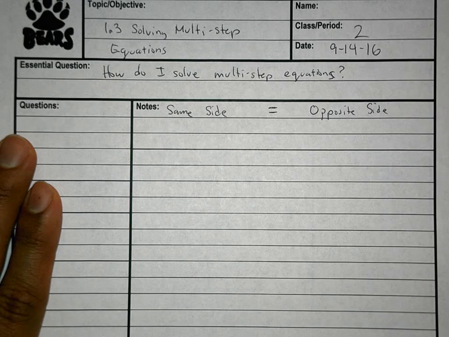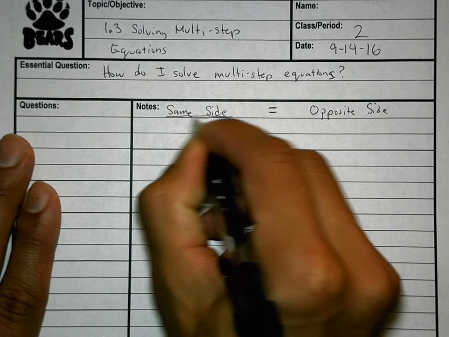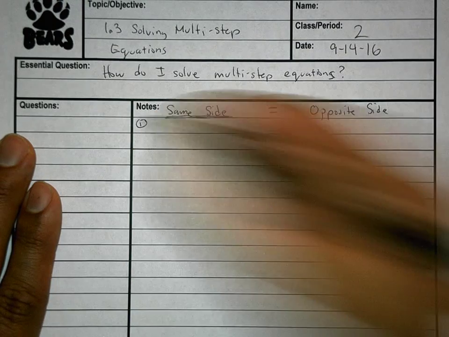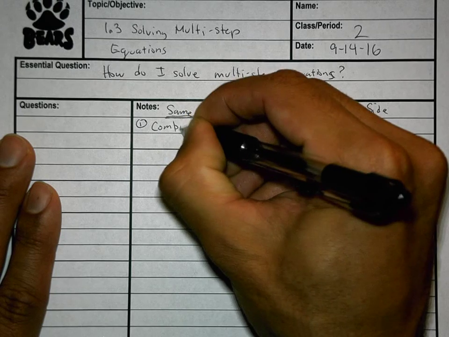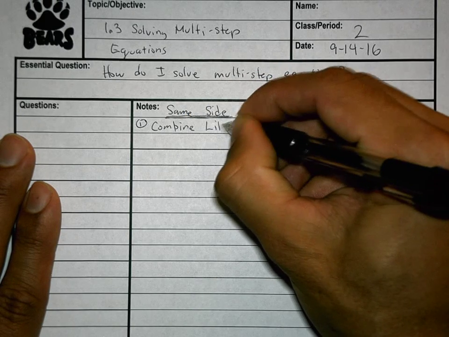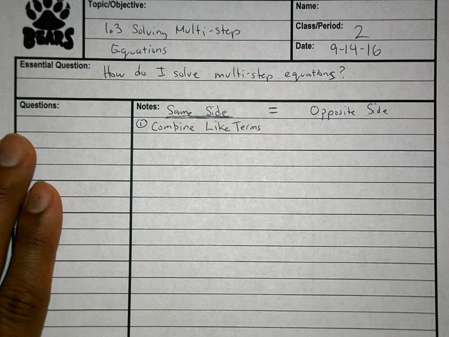I'll explain in a second, but first, if it's on the same side, the first thing that we're going to try to do, I'm going to underline this same side real quick. If it's on the same side, the first thing that we try to do is something we did earlier, combine like terms. That's the first thing we're going to try to do. If you can, combine like terms. X's with X's, Y's with Y's, numbers with numbers. Only if they're on the same side. You should always try that first.